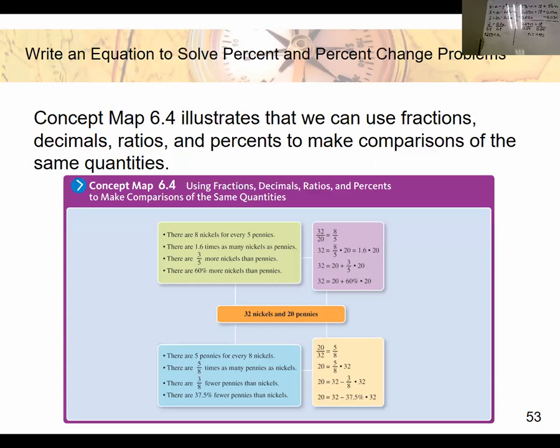Okay, and this is the last slide here. This deals with how we can use fractions, decimals, ratios, and percents to make comparisons of the same quantity. Like in this case, 32 nickels and 20 pennies. These are all the ways that we can compare those two: 8 nickels for every 5 pennies, 1.6 times as many nickels as pennies, 3/5 more nickels than pennies, or 60% more nickels than pennies. Okay, and the same thing here. Questions about section 6.3?